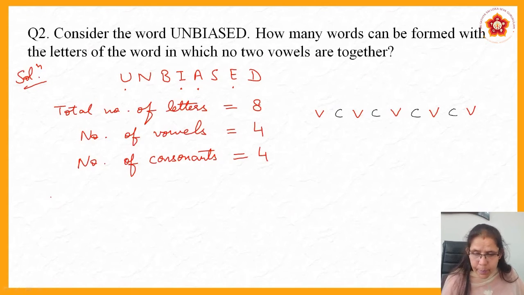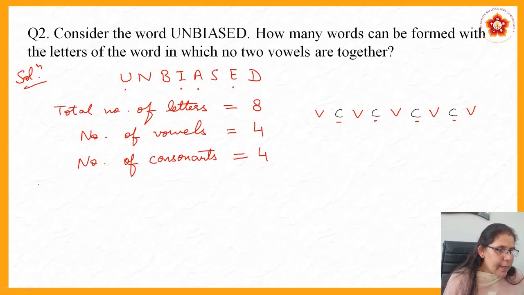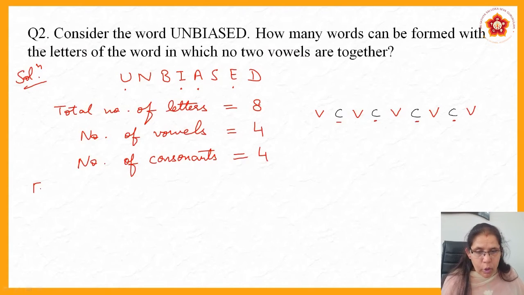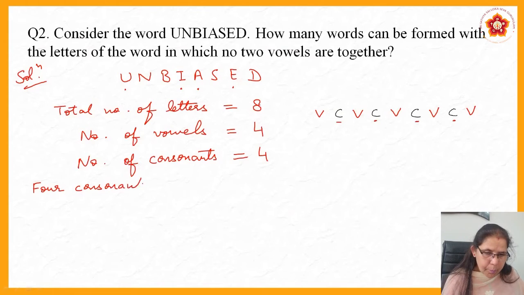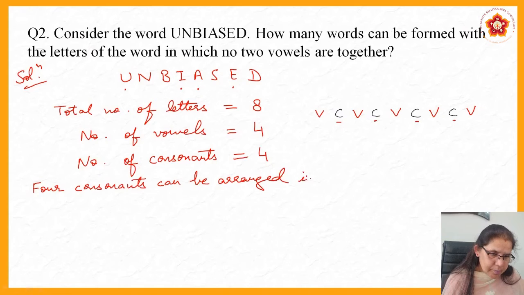So let's see how to arrange the consonants first. We have fixed up the four consonants 1, 2, 3 and 4. So four consonants can be arranged in how many ways? There are four consonants. They can be arranged in factorial 4 ways.